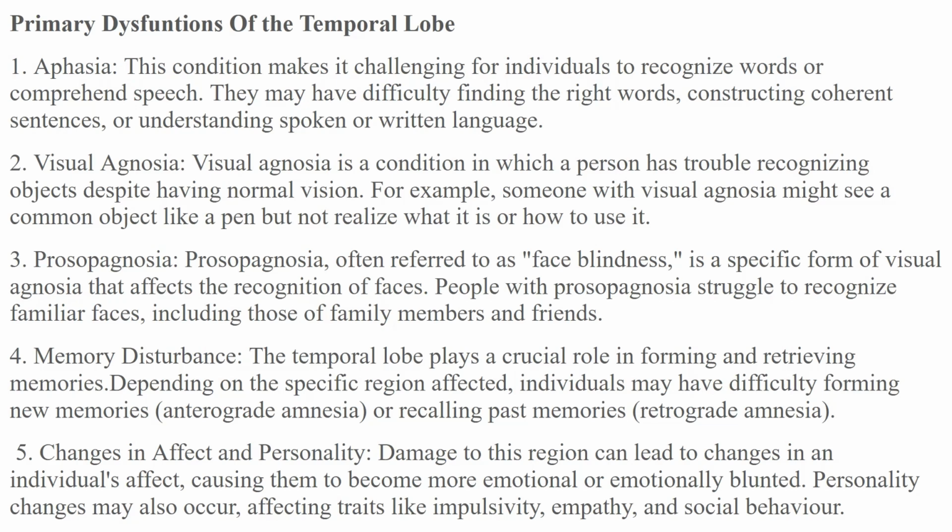Then prosopagnosia, which is known as face blindness, so even people who are close to us we cannot recognize them by their faces, so we try to remember them by other aspects like what they are wearing or how their hair looks. So yeah, that is prosopagnosia. Then memory disturbance, it plays a role in forming and retrieving memories. Depending on the specific region affected, individuals may have difficulty forming new memories, which is known as anterograde amnesia, or recalling past memories, which is known as retrograde amnesia.